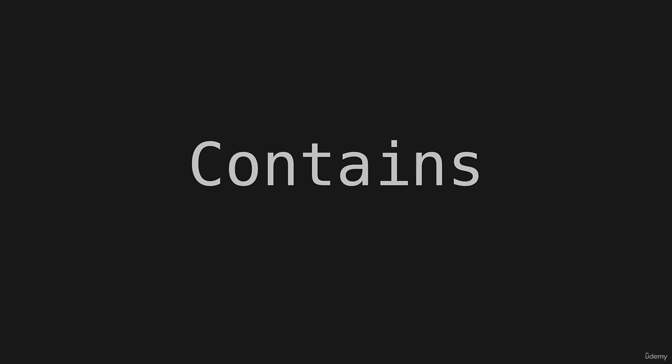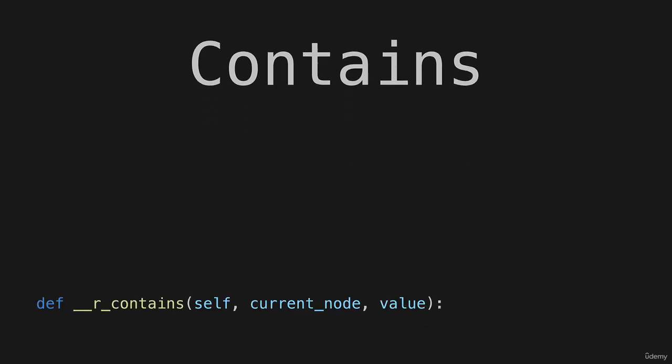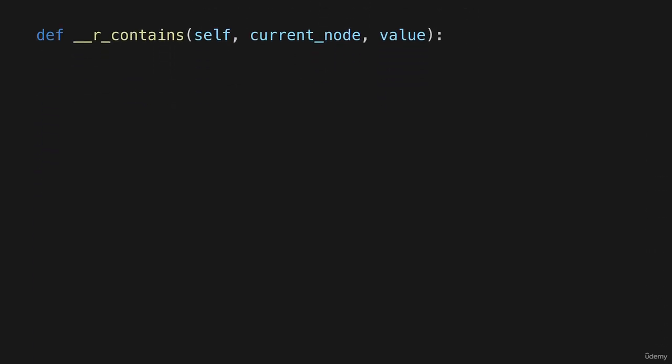So now we're going to do recursive binary search trees. And what we're going to start out with is contains. And we did this in the other binary search trees section. But when we did this there, we did it iteratively. And now we're going to do it recursively. So we're going to start it out like this.